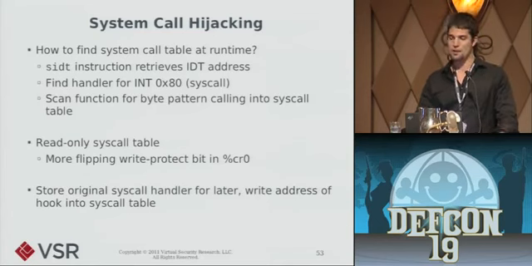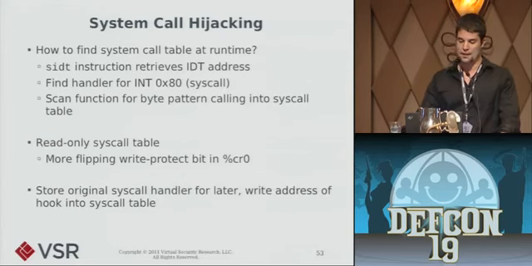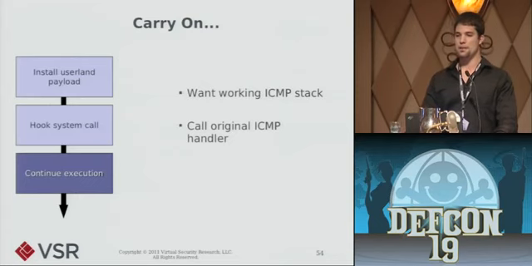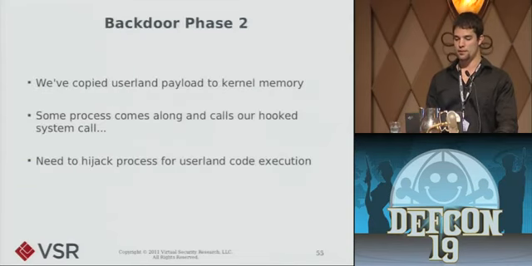The system call table on Linux is read-only, but we've already figured out how to get around that. We just flip that magic bit in CR0, and we can write to read-only memory. So what we do is we keep that system call handler, whatever one we want to hook, for later, because we're going to need it, and we'll write the address of our hook code into the system call table. So now whenever someone calls that system call, it'll execute our code. Because we want the ICMP stack to keep working, we just call the original ICMP handler that we kept around, so the machine still pings.